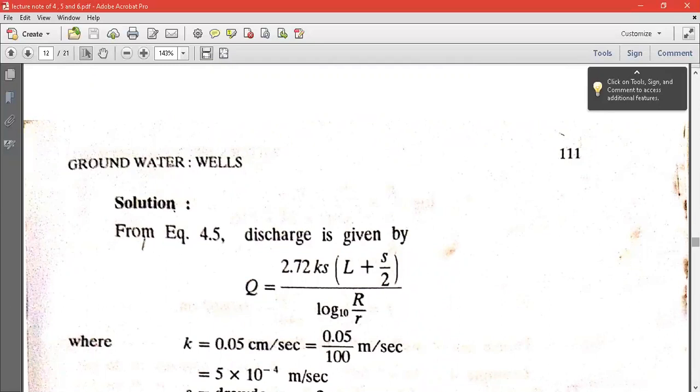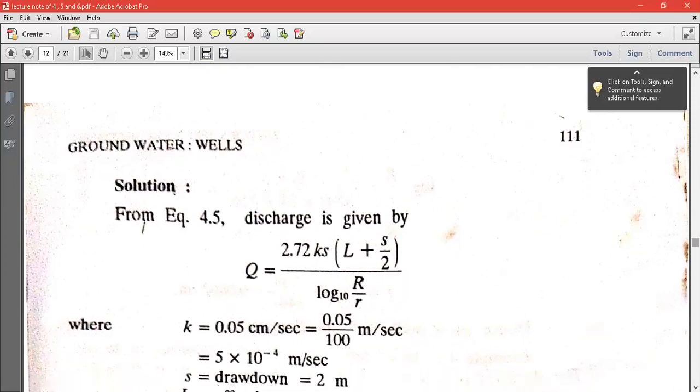In the earlier numericals I tried to explain the confined aquifer, that is the artesian aquifer, and now I am giving an example in the unconfined aquifer, where the formula expression is quite different from the earlier one. So there are two different types of aquifer, one is the confined and another is the unconfined. I am giving you the numerical example.